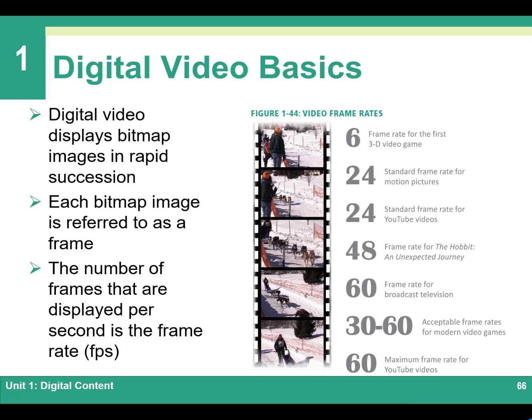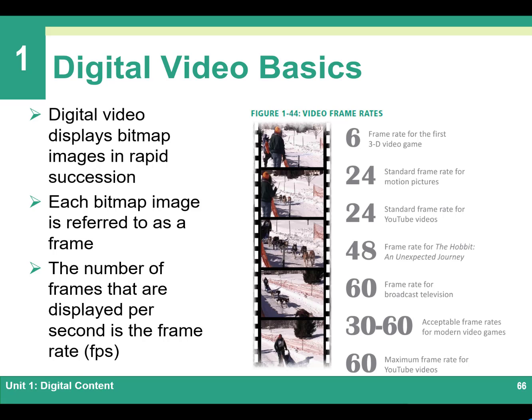So they say on the bottom end is the frame rate for the early 3D games, maybe 6 frames per second. Standard motion pictures had 24 frames per second. Standard frame rate for YouTube videos is 24 frames per second. For The Hobbit: An Unexpected Journey, they used new processes at that point, which they filmed at 48 frames per second. Broadcast television, 60 frames per second.